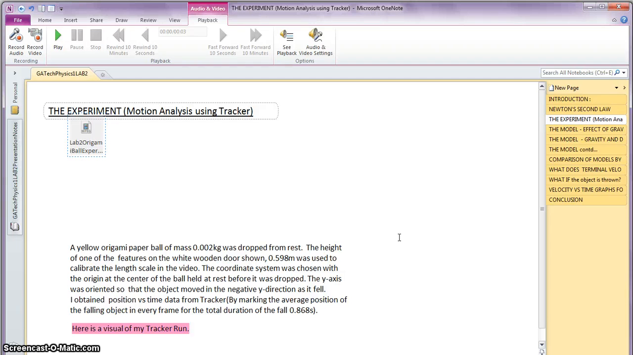The coordinate system was chosen with the origin at the center of the ball held at rest before it was dropped. The y-axis was oriented so that the object moved in the negative y direction as it fell. I obtained position versus time data from Tracker, as I will show you here.